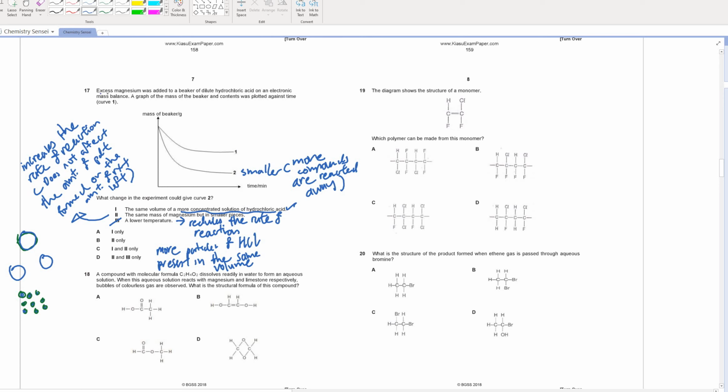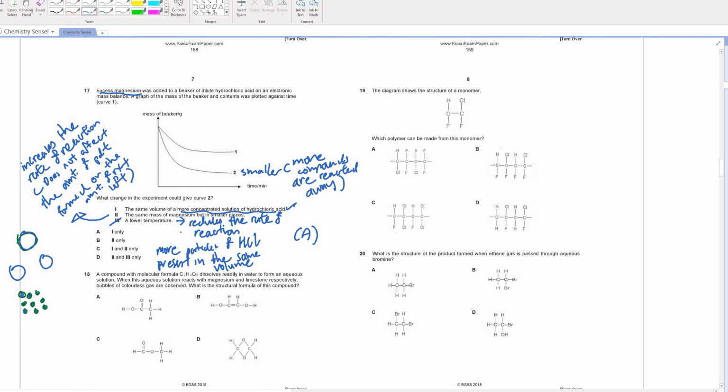So take note that excess magnesium is being used. So when you have more HCl, more magnesium is being reacted away, and this will cause the amount of reactant left to be lesser. So the correct answer is option A.